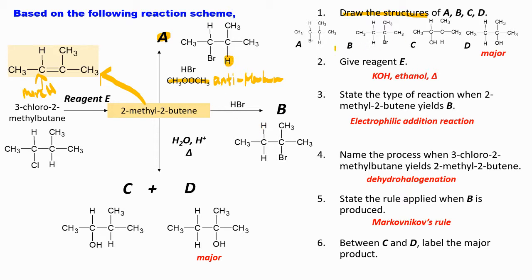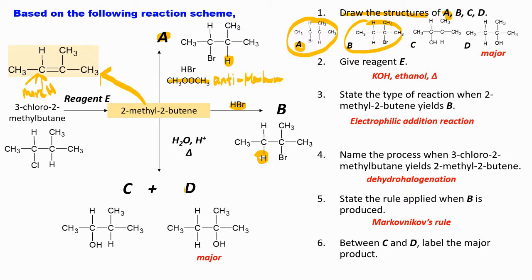Now we have settled A. Even though I've drawn on the reaction scheme, when I want to answer the question, I have to redraw A again. Then we look at B. B is HBr, so according to Markovnikov's rule, hydrogen goes to the carbon with more hydrogen. Then I draw B again. Then C and D is hydrolysis only.